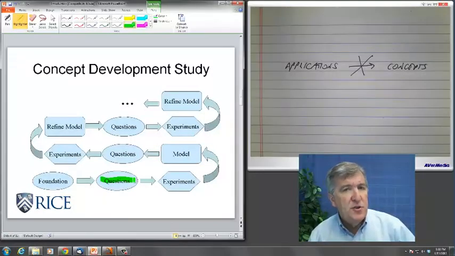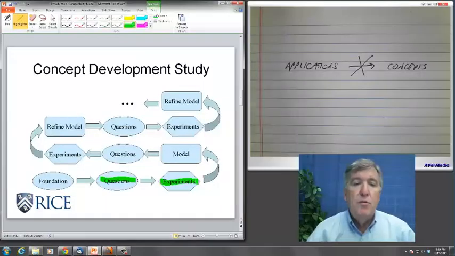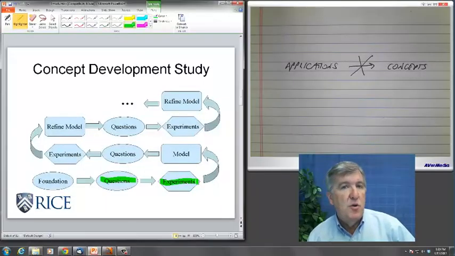The way that we answer those questions is not just to look at the textbook and see what the answers are, but rather to go to the laboratory and devise experiments which, in fact, will reveal to us something about the answers to our questions.